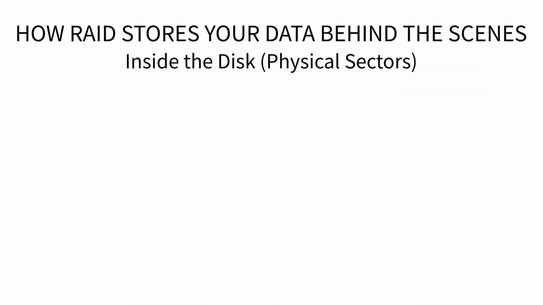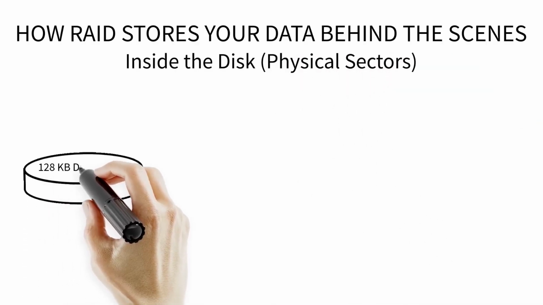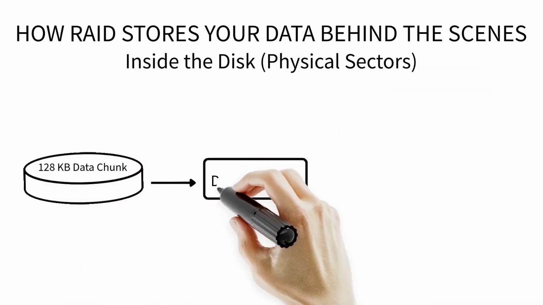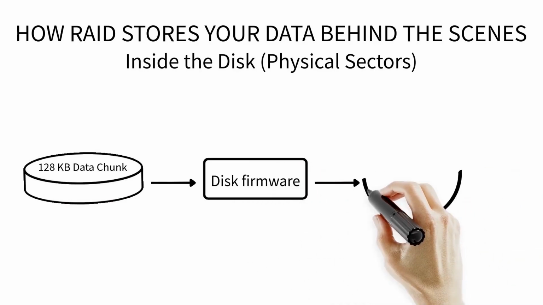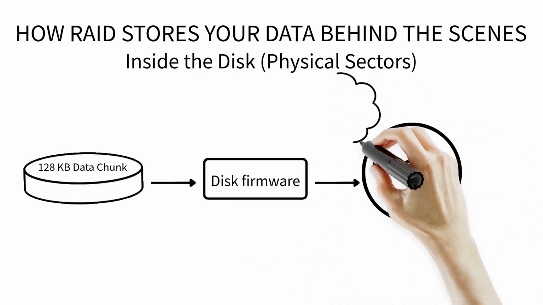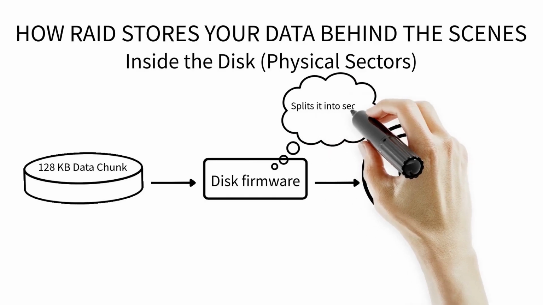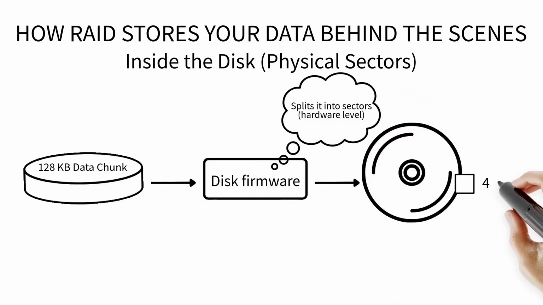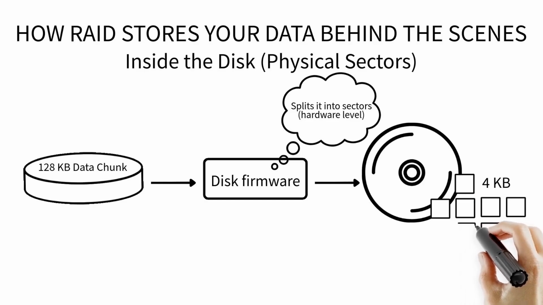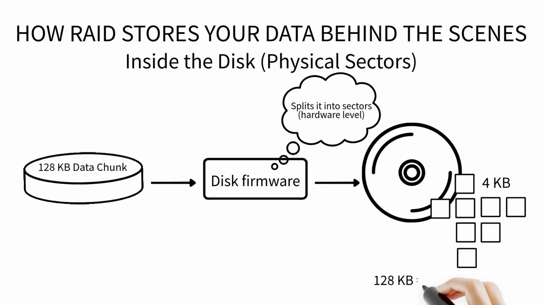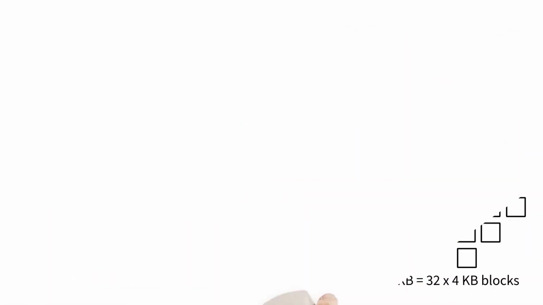Each stripe chunk is then written onto a single disk. With our settings, each chunk is about 128 kilobytes. But disks don't actually write in chunks. They write in much smaller physical units called sectors, usually 4 kilobytes each, so that one chunk becomes 32 sectors, stored sequentially on the disk platter or inside SSD cells.